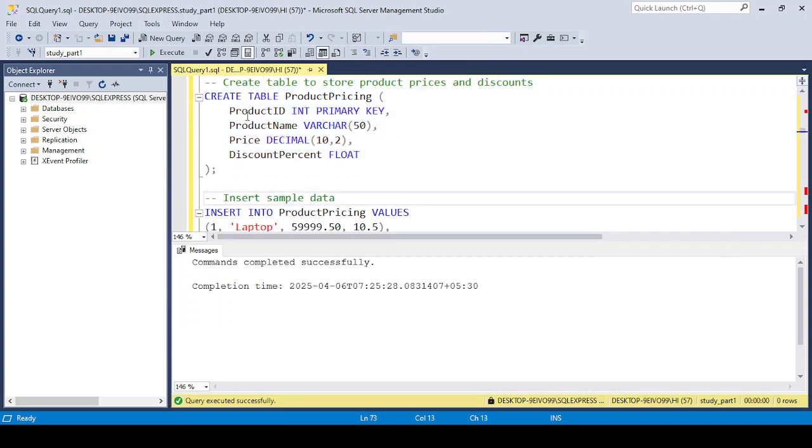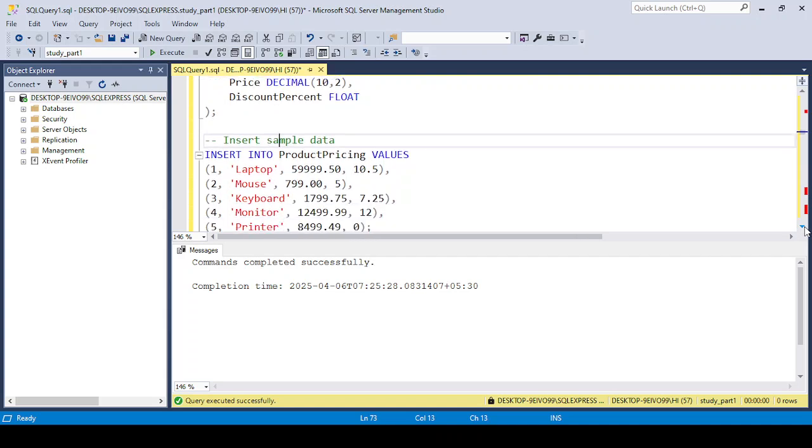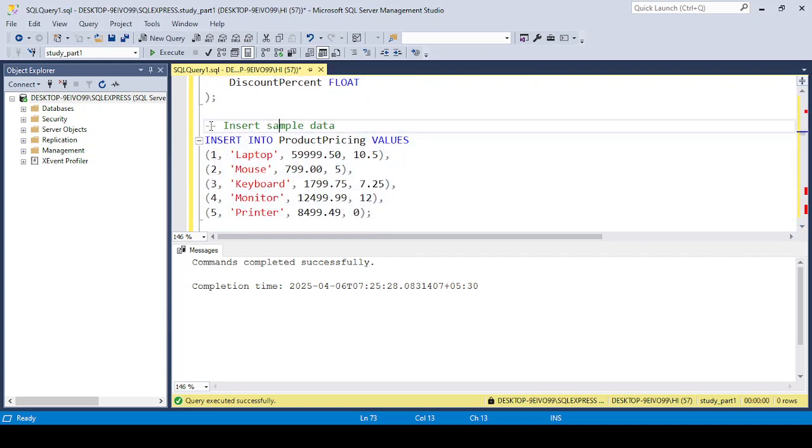So here we have product pricing, which includes product ID, product name, price, and the discount percentage. So here I insert some sample data.